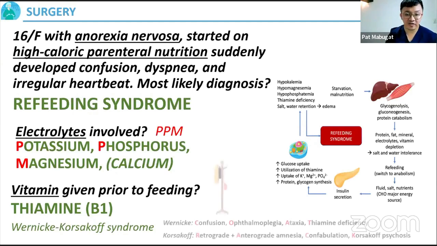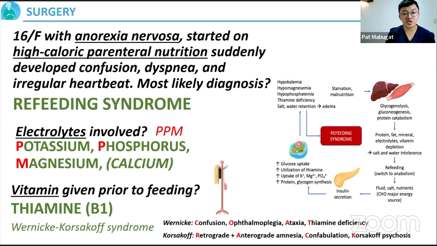What's Wernicke-Korsakoff? For Wernicke, you have confusion, ophthalmoplegia, ataxia, and thiamine deficiency. The mnemonic for that is COAT. For Korsakoff, you have retrograde and anterograde amnesia, confabulation, and Korsakoff psychosis. That's RAC. So COAT for Wernicke's, RAC for Korsakoff.